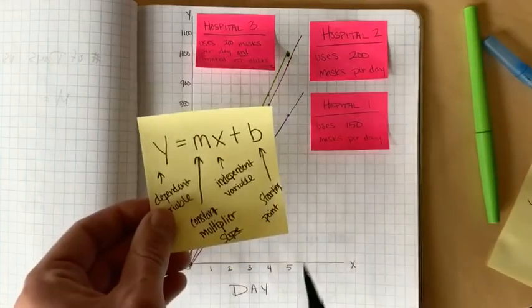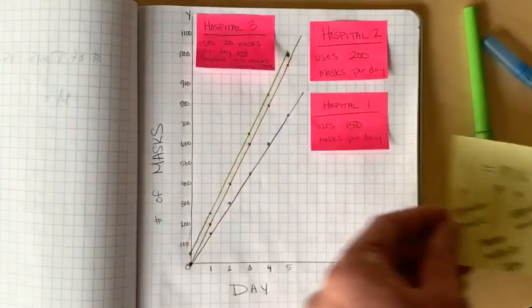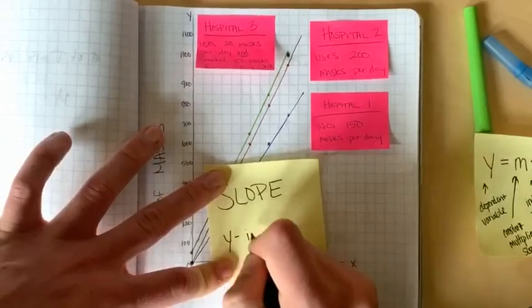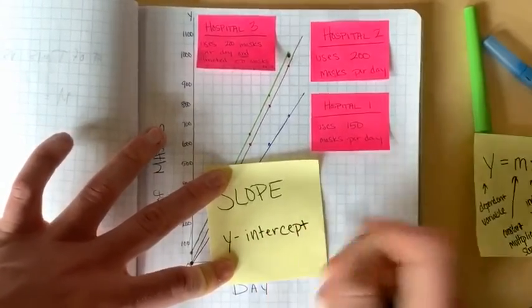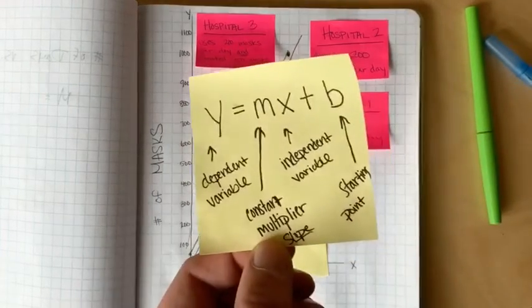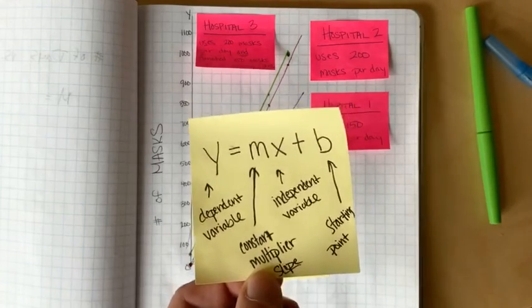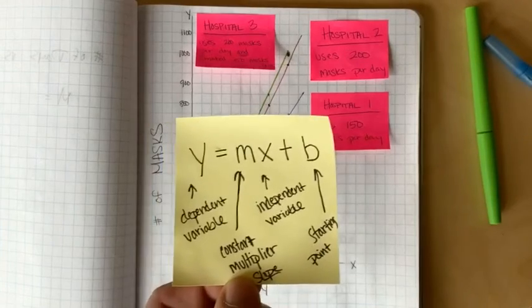So in an equation, yes, b tells us the starting point. It also is called the y-intercept. So, yes, we know how to identify those things in an equation. We know that the slope is what we're multiplying by, and the starting point, which we also call the y-intercept, is what we are adding.